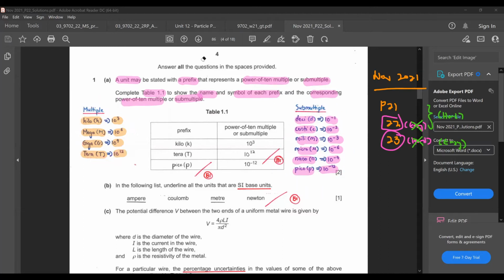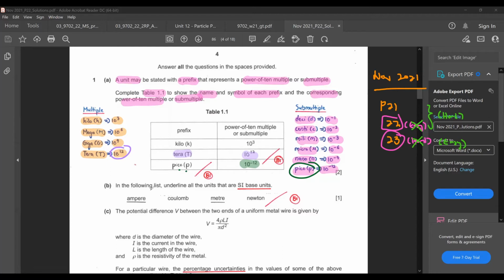Okay, so right now if you look at the table, what are some of the things that are missing? Tera, T, is 10 power 12. We already know from here. And then when you look at the other row, you have submultiple 10 power minus 12. That belongs to pico with the symbol P. Okay, so this one is okay.